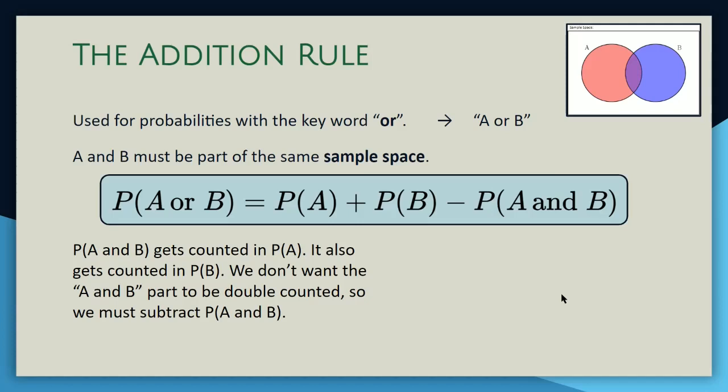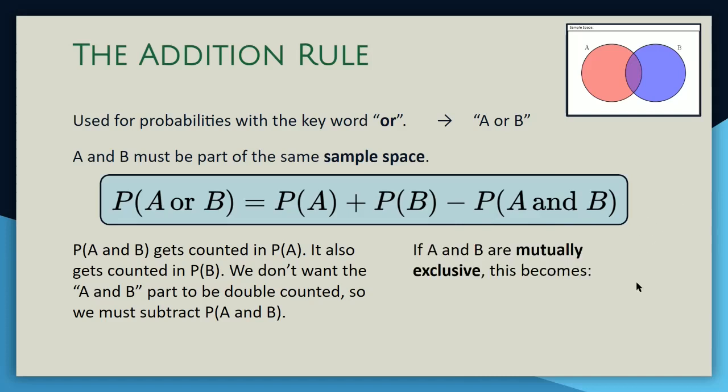The reason we have to subtract is that P(A and B) gets counted twice. It gets counted in P(A), that whole red circle. It then gets counted again with P(B), that whole blue circle. So that purple chunk got counted twice. So we're subtracting off the double count. We don't want to double count A and B.